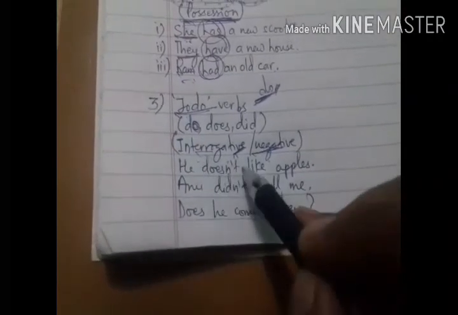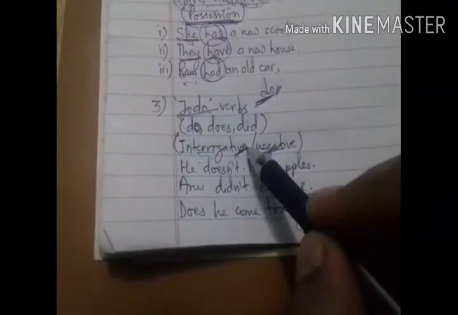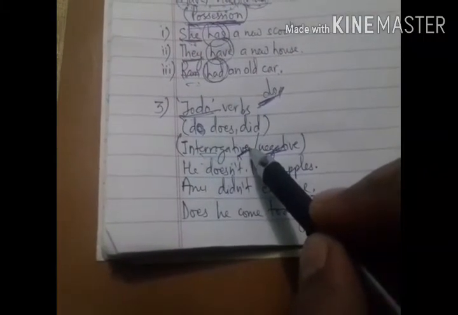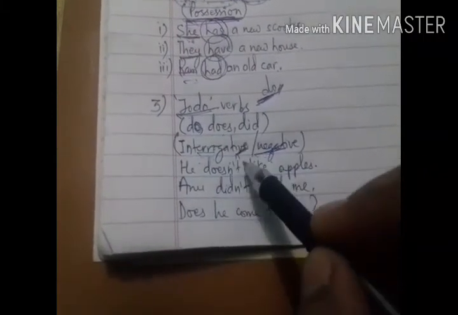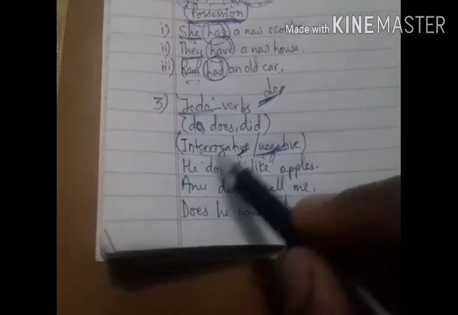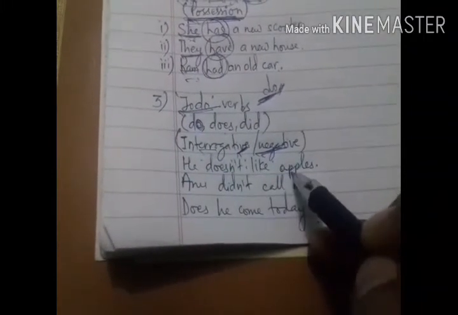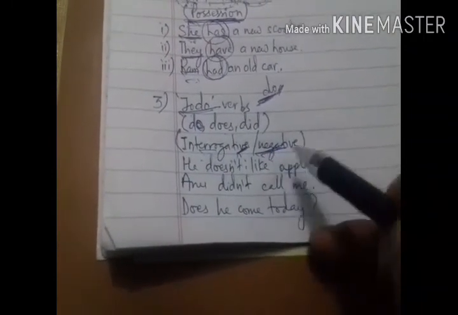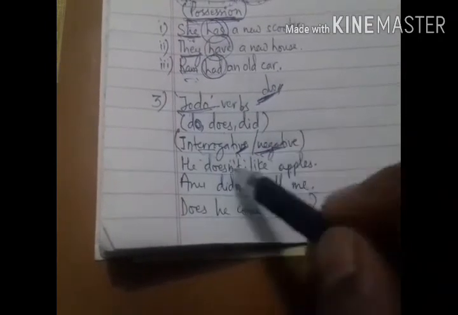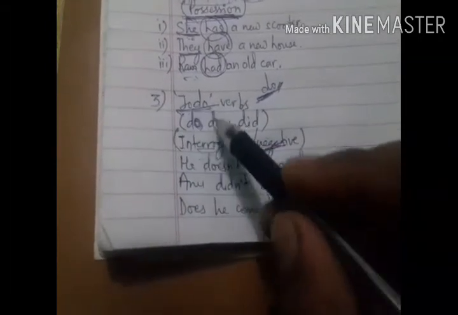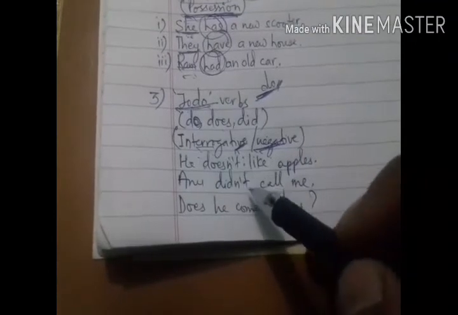Like, he likes apples. If you want to change this simple present tense sentence into negative, it can be changed like he doesn't like apples. If you want to make it interrogative, again we have to use the to do verb as the helping verb. Does he like apples?